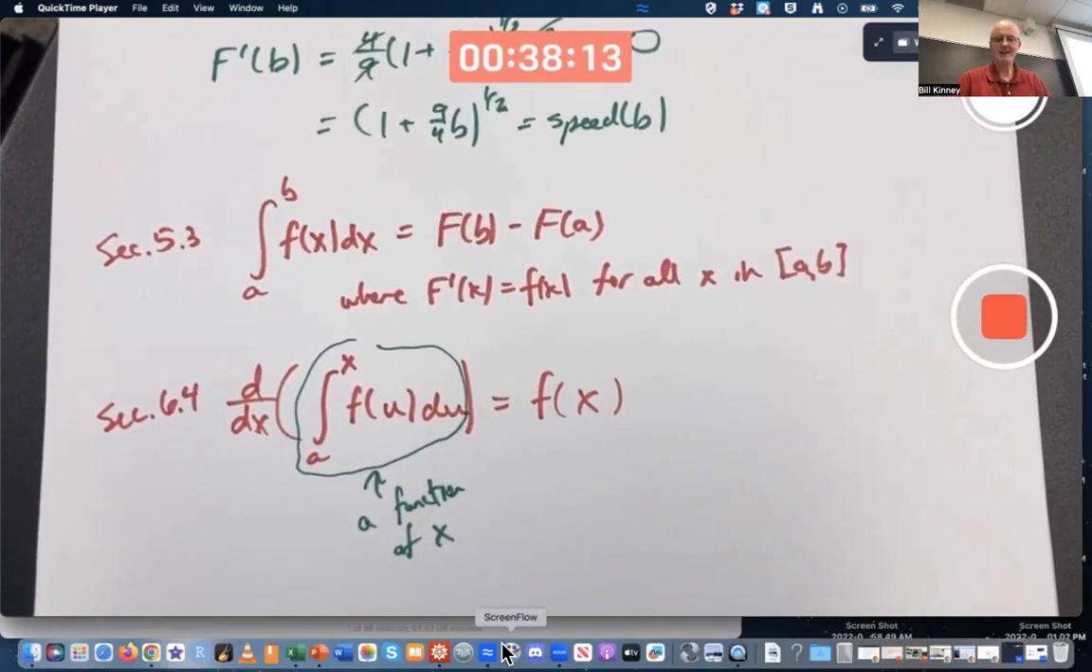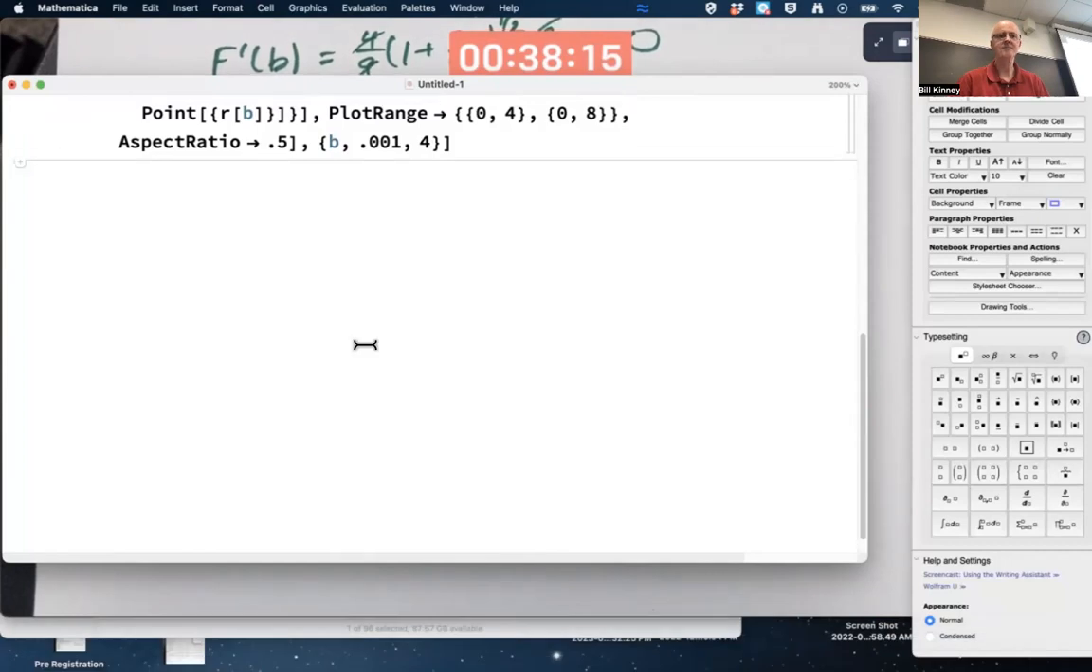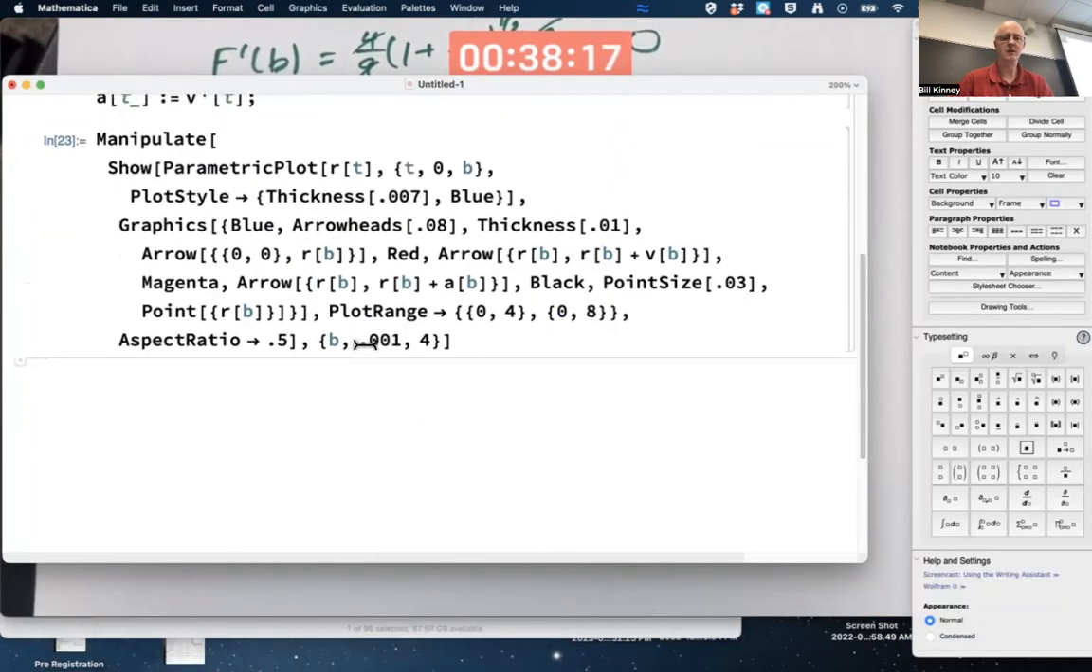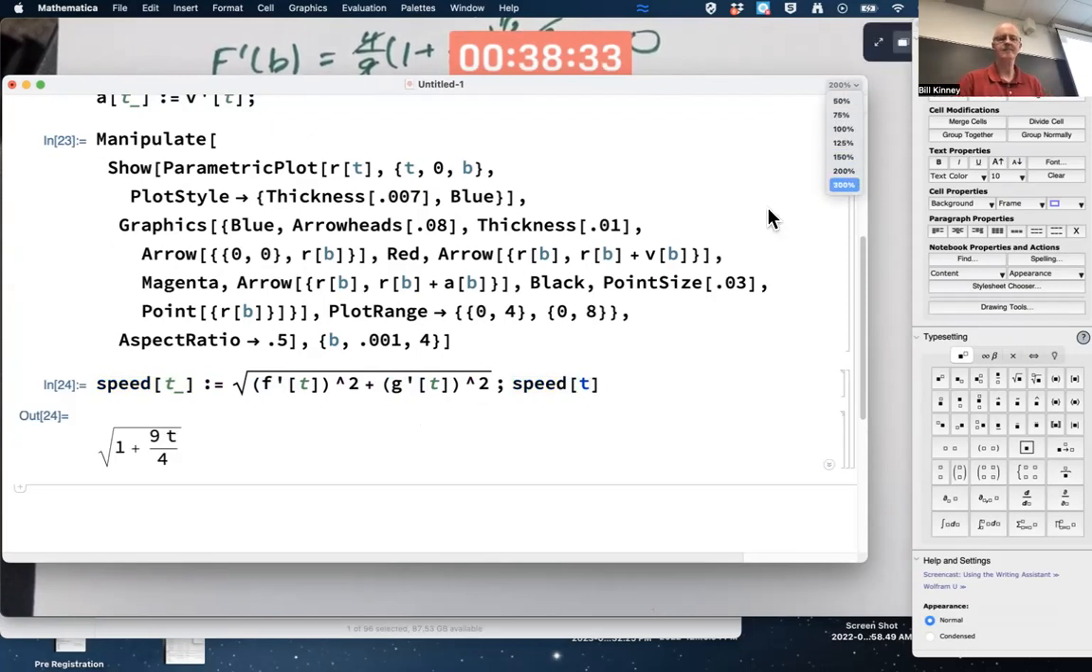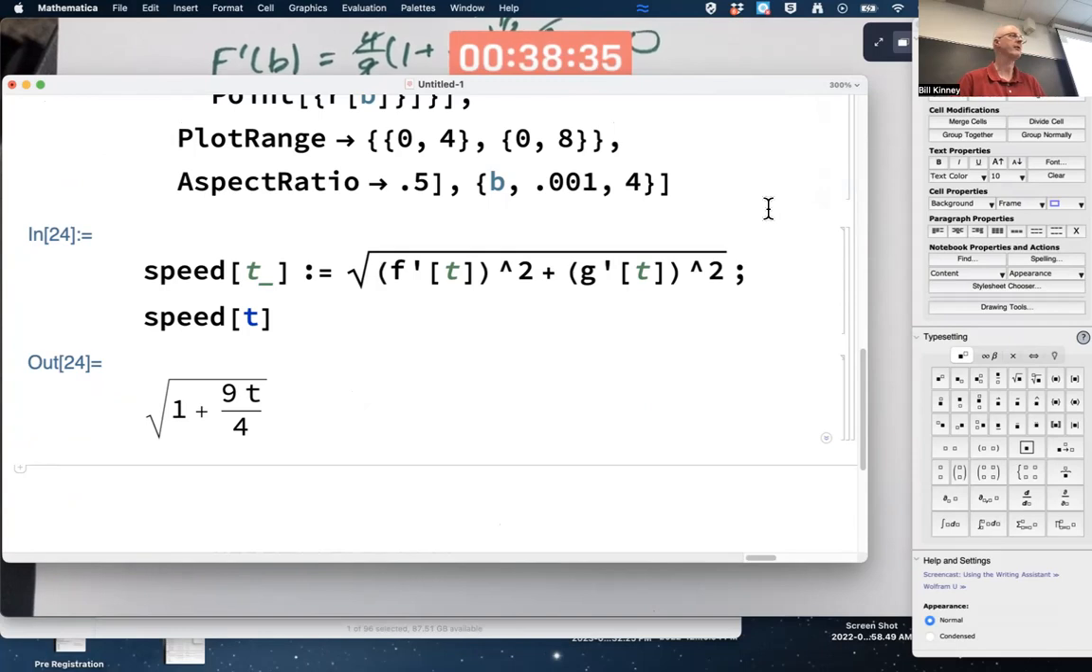We could go to Mathematica now. We could also graph things here. Let's also type in the speed function. Speed of t is the square root of f prime of t squared plus g prime of t squared. And we can confirm its formula is what I showed you by hand: square root of 1 plus 9 t to the fourth.